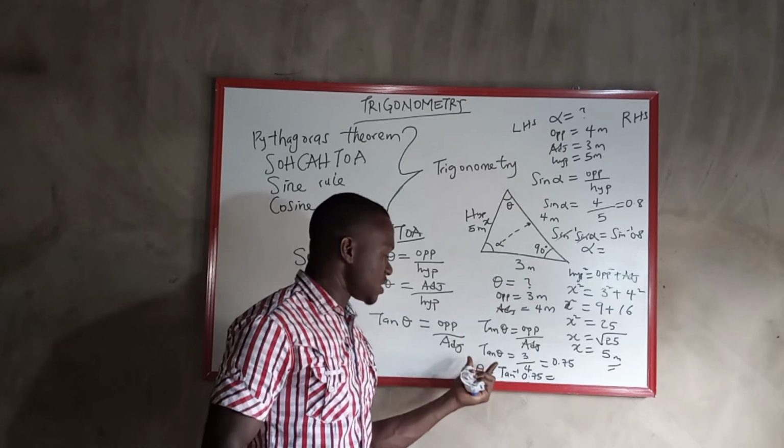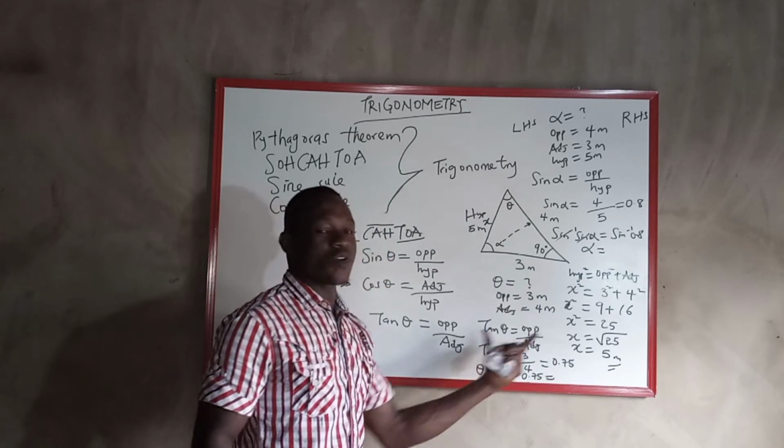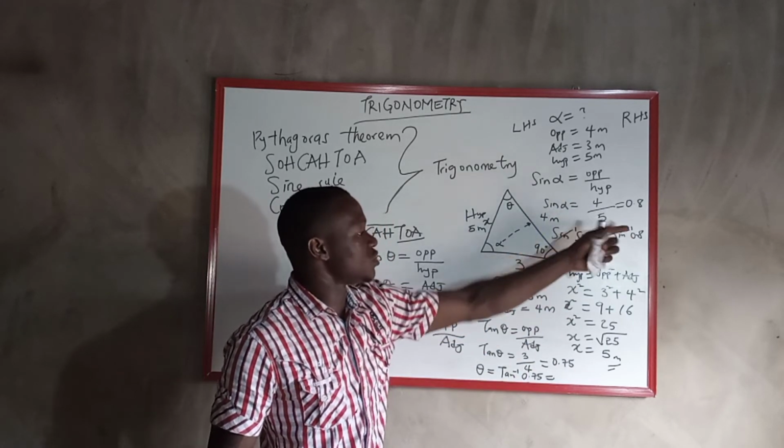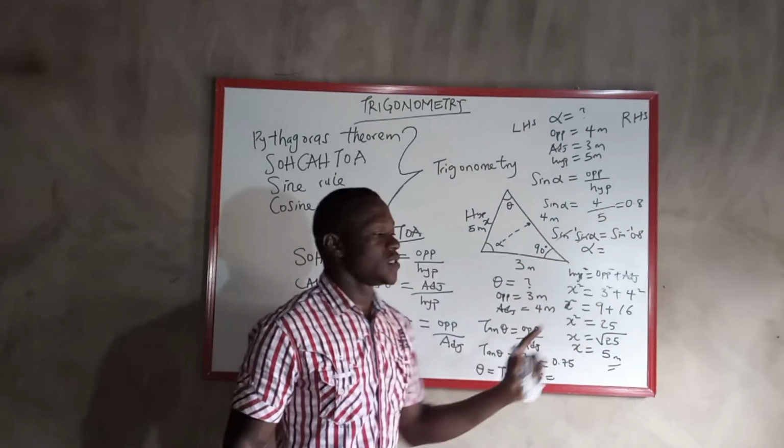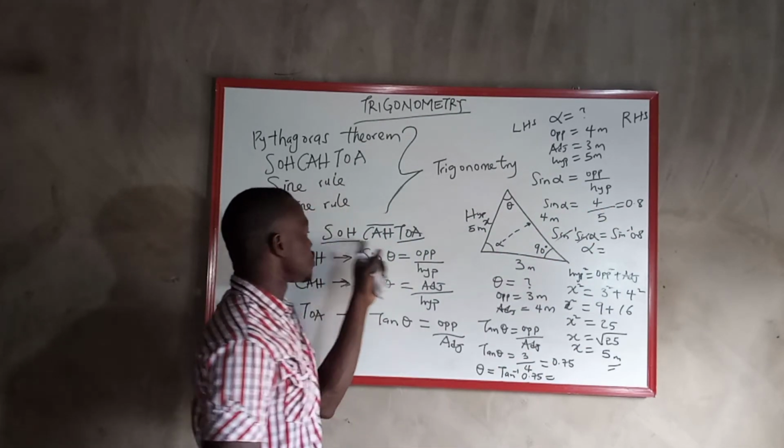What I would have just done is tan theta equal to this, theta equal to arctan of this; sine alpha equal to this, and alpha is equal to arcsine of that. So that is how you solve using Sohcahtoa.